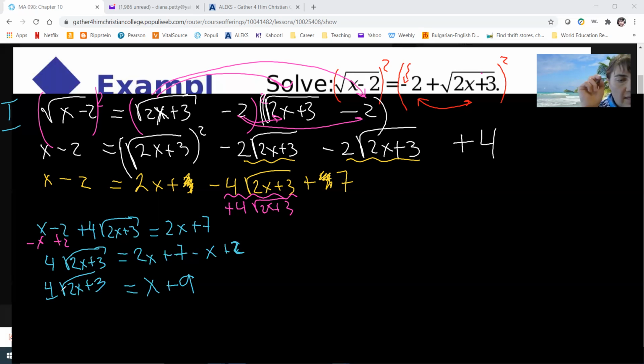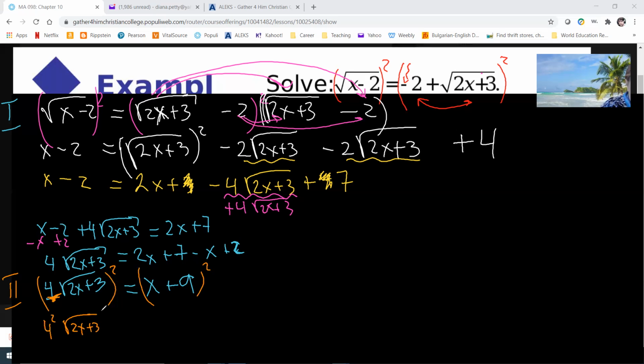So now, next step. Now we do orange. Step 2. We have the isolated radical. So the 4, if it's a constant, it doesn't bother us. So now I'm going to do step 2, which is squaring both sides again. This time the x doesn't cancel. Now, because you have 4 times this, you need to square the 4. So it's going to be 16, and then 2x plus 3. Let me write the steps: it's 4 squared times the square root of 2x plus 3, squared.